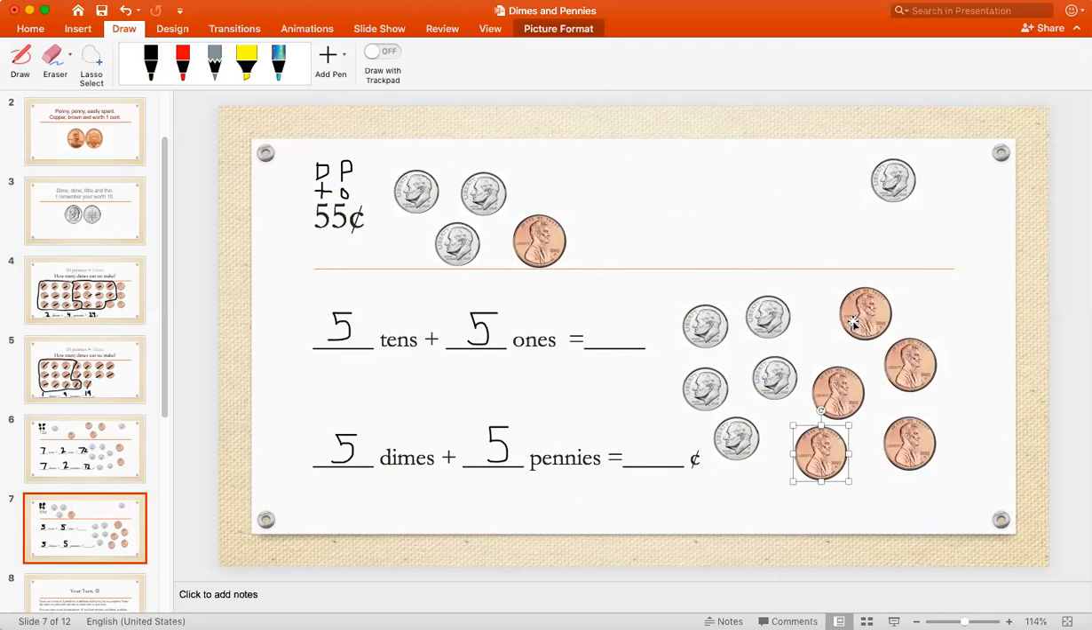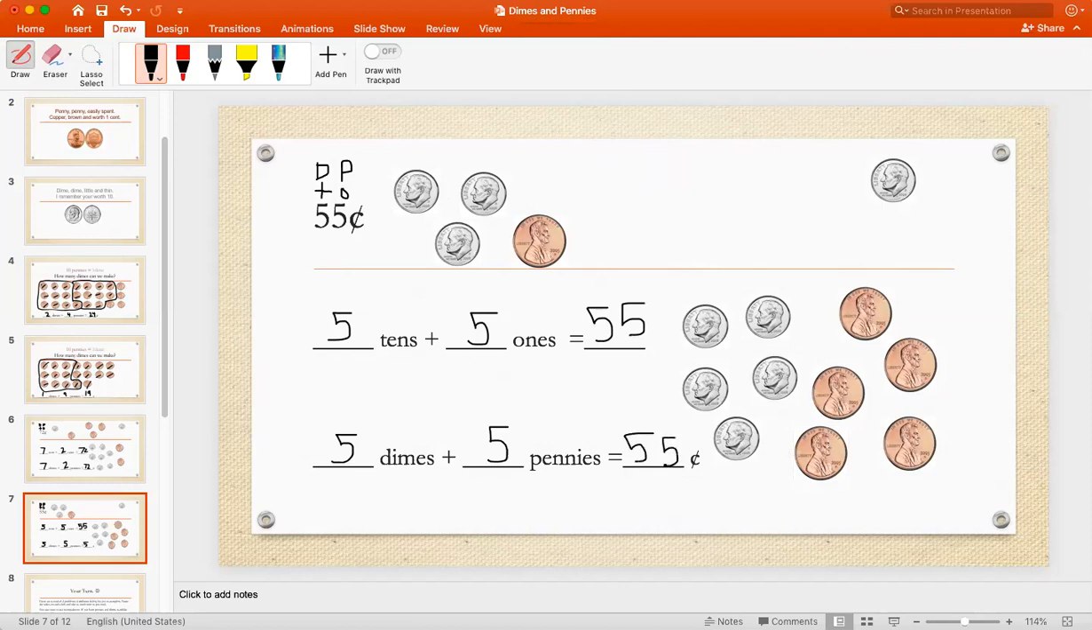These by tens, these by ones. Ready? 10, 20, 30, 40, 50, 51, 52, 53, 54, 55. So we have 55. And then 55.